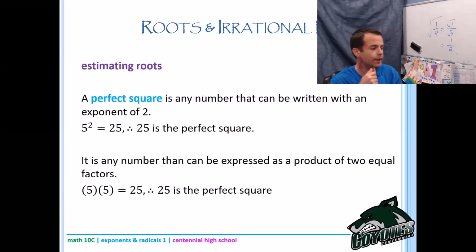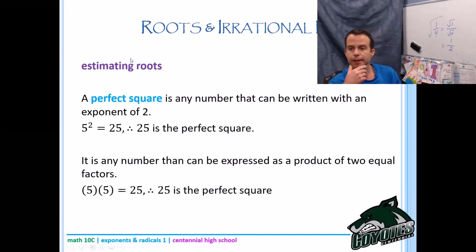All right, so now we're going to have a quick conversation around estimating roots. A perfect square, we talked about this in our squares and cubes lesson of polynomials. That was lesson number 2. A perfect square is any number that can be written with an exponent of 2. 5 squared is 25. Therefore, 25 is the perfect square, okay? So 25 is a perfect square because it can be written with 5 squared. It can be written as a number with an exponent 2, okay?